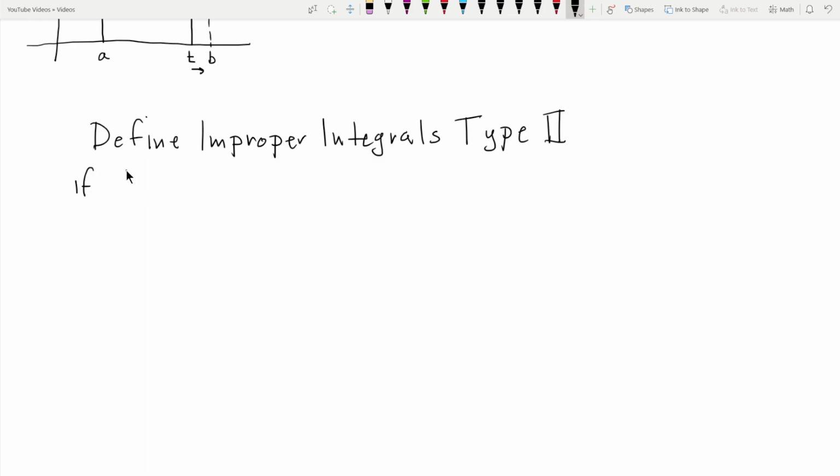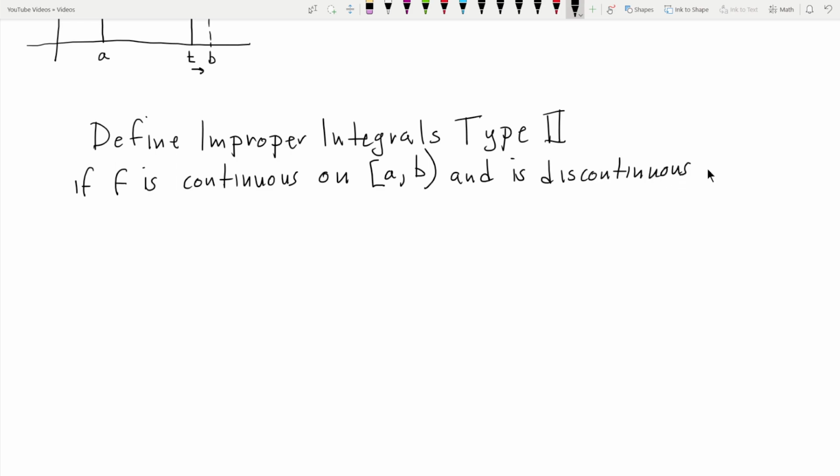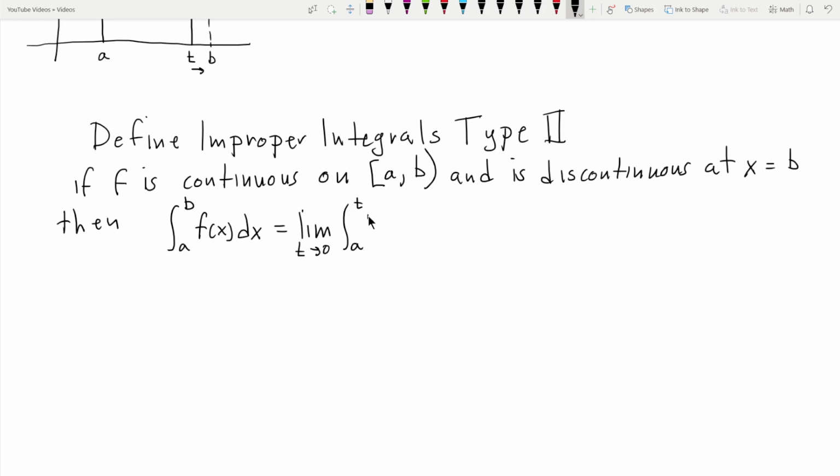So if f is continuous on the interval from a to b, b is open, and is discontinuous at x equals b, then we can take the antiderivative from a to b of f of x dx as the limit as t goes to b from the left of the antiderivative from a to t of f of x dx.